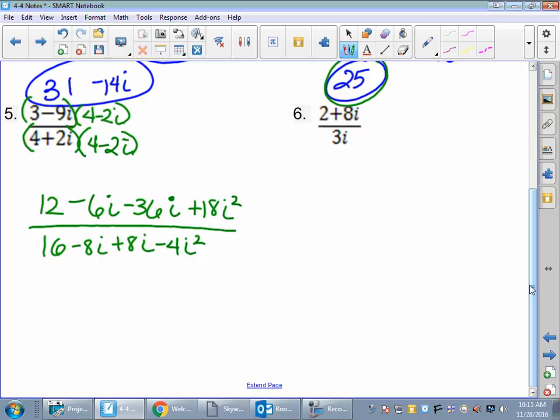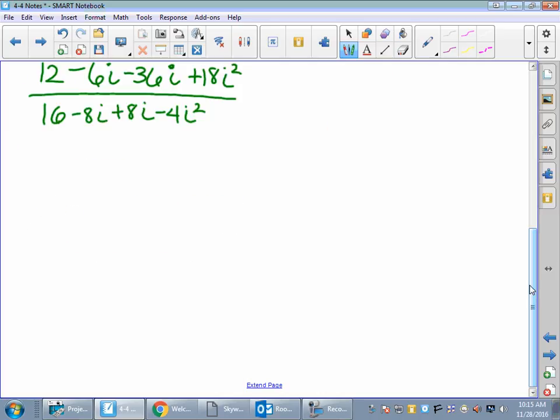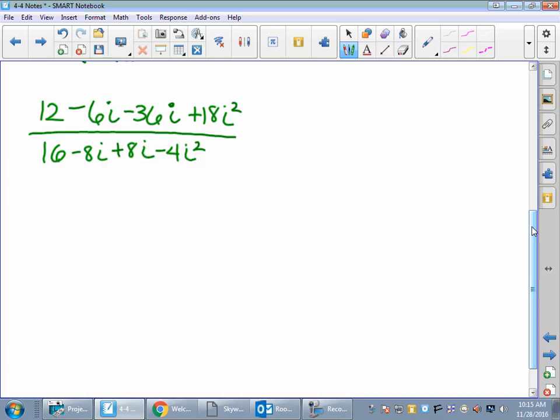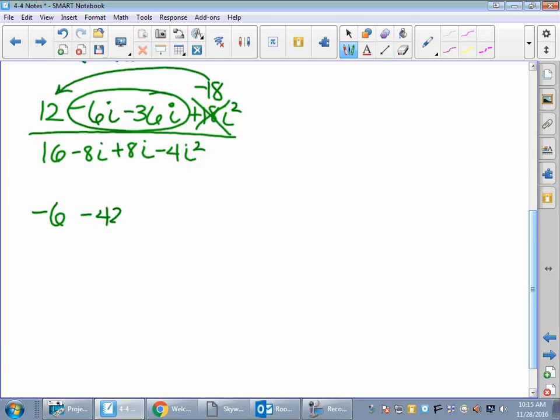So when I clean this up, I'm going to have an i in the top, but that's okay. There's no rule against having an imaginary unit in the numerator. It's just the denominator. And so I'm going to clean these two up and make this positive 18i squared into a negative 18. So a negative 18 and a positive 12 makes negative 6. A negative 6i and a negative 36i makes a negative 42i on top. On the bottom, these two middle terms cancel, which was the whole point. And then the negative 4i squared turns into a positive 4. So 16 and 4 makes 20.